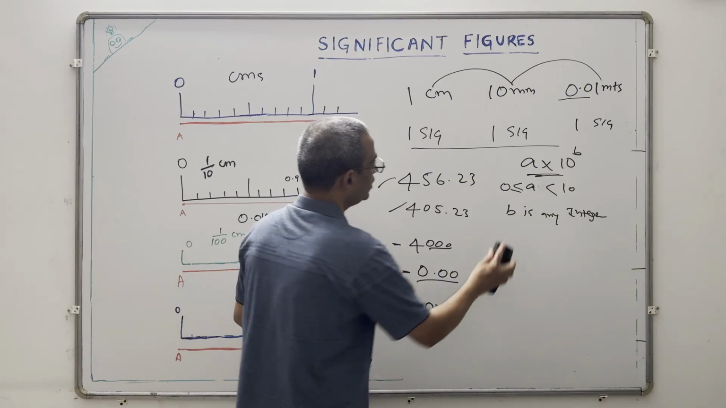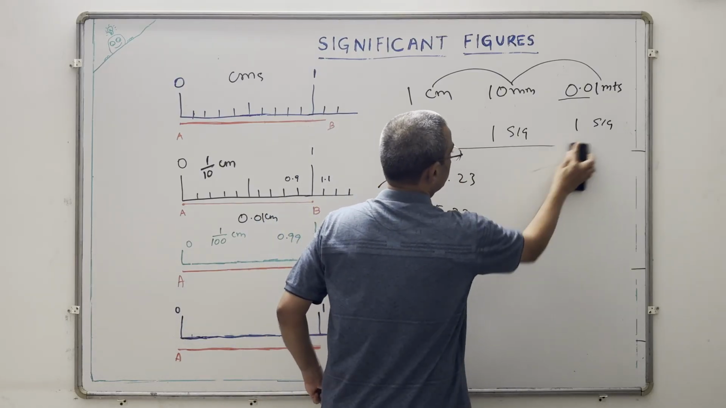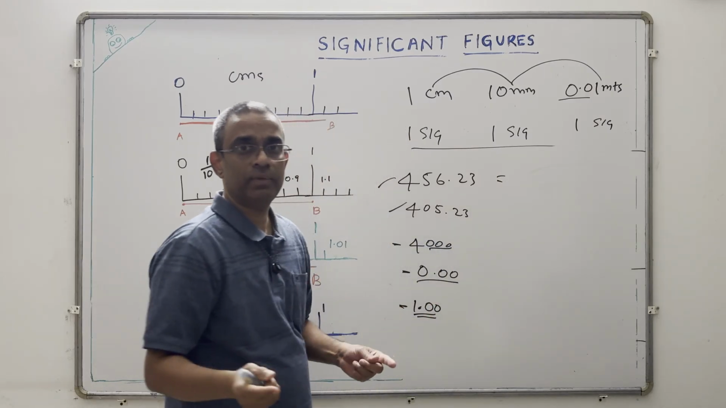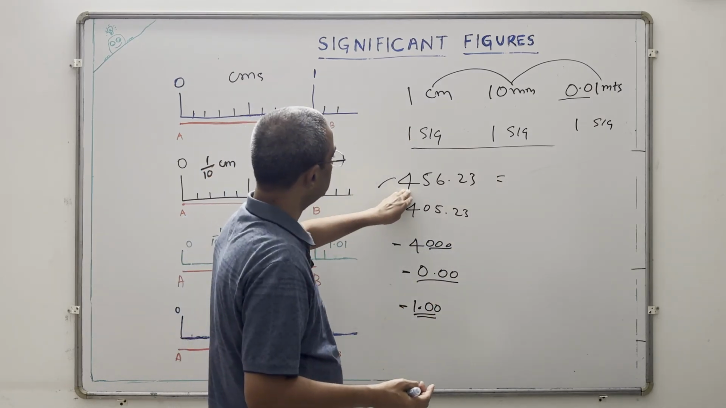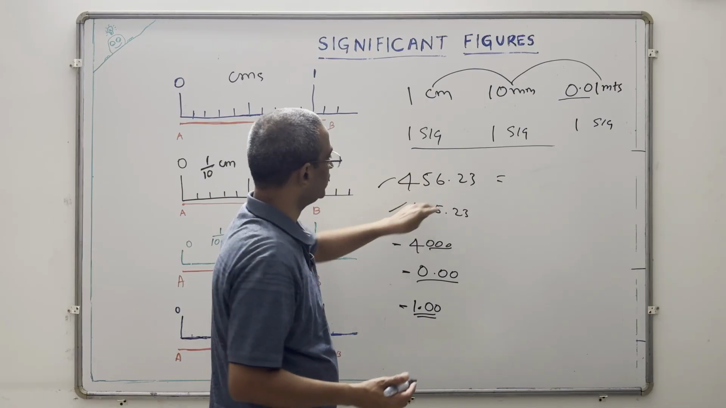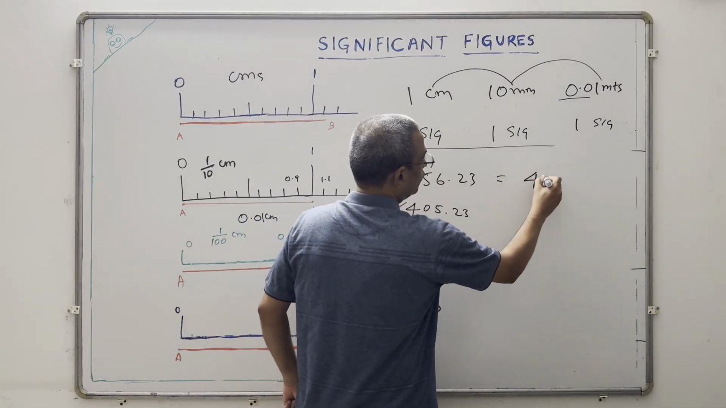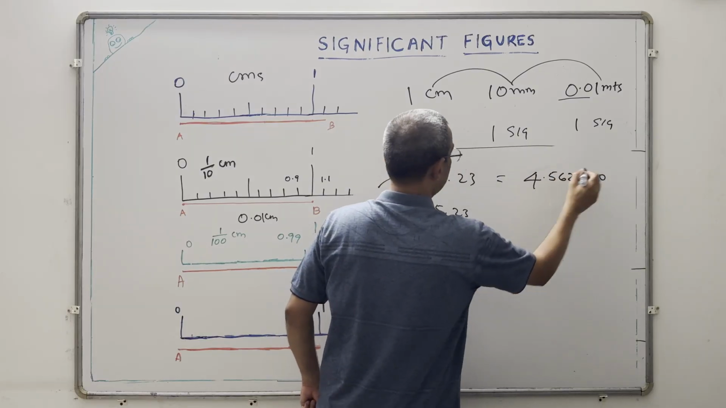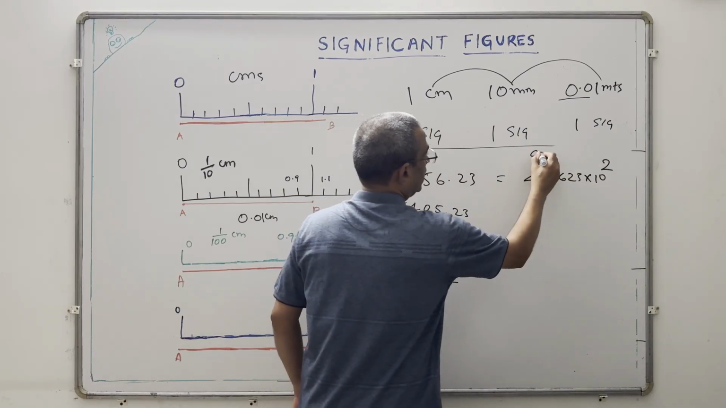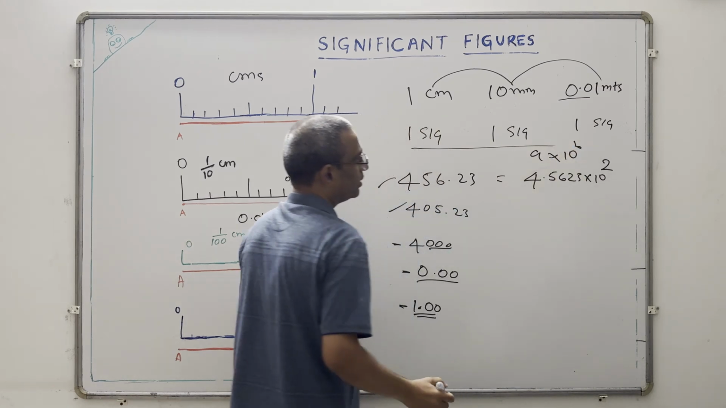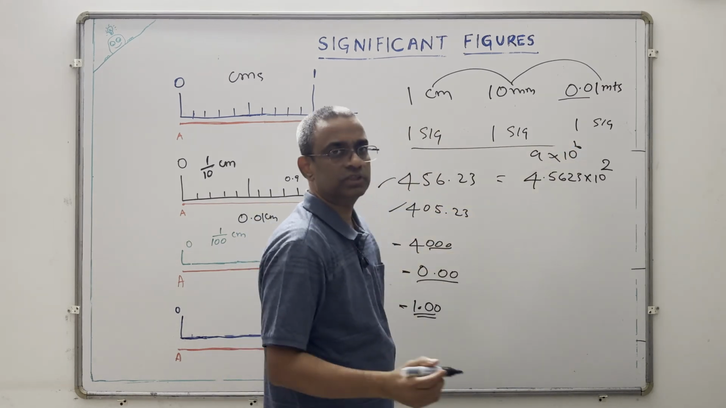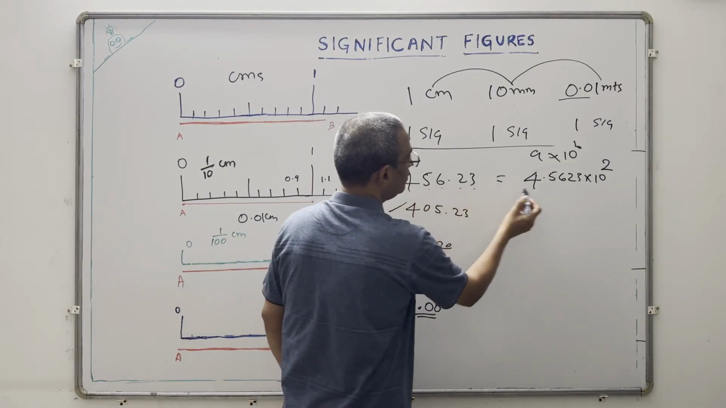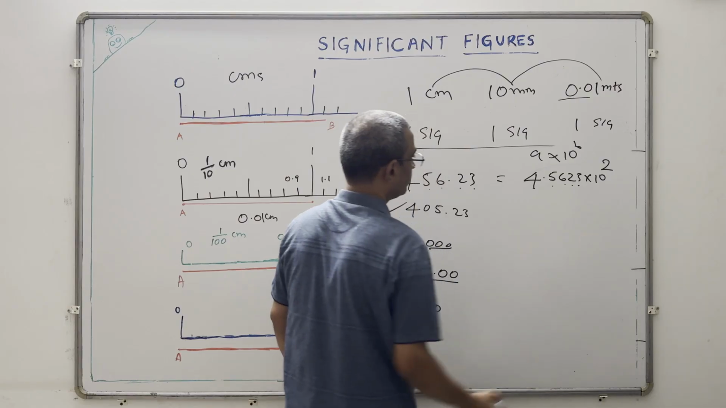So now let us see how we represent each of these in the form of a into 10 to the power of b. So this should be a number less than 10. So this is 456.23, which should be written as 4.5623 into 10 to the power of 2. So a into 10 to the power of b. So clearly, we don't lose the number of significant figures. Here we have 1, 2, 3, 4, 5. Here we have 1, 2, 3, 4, 5.